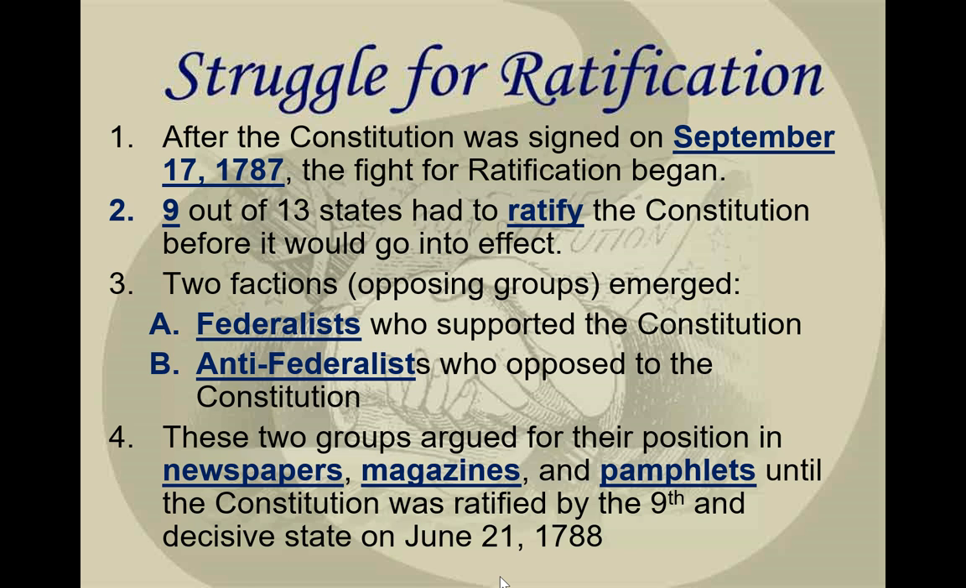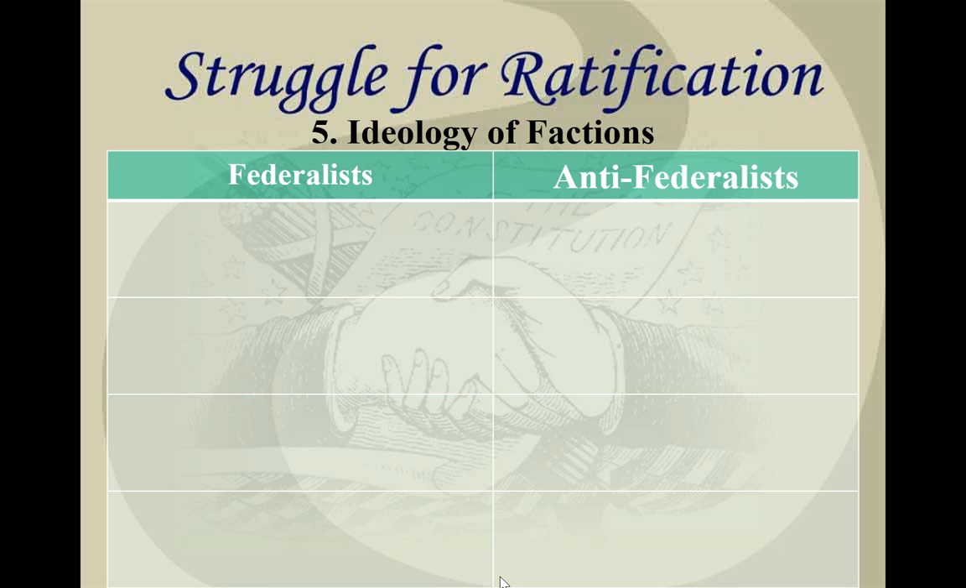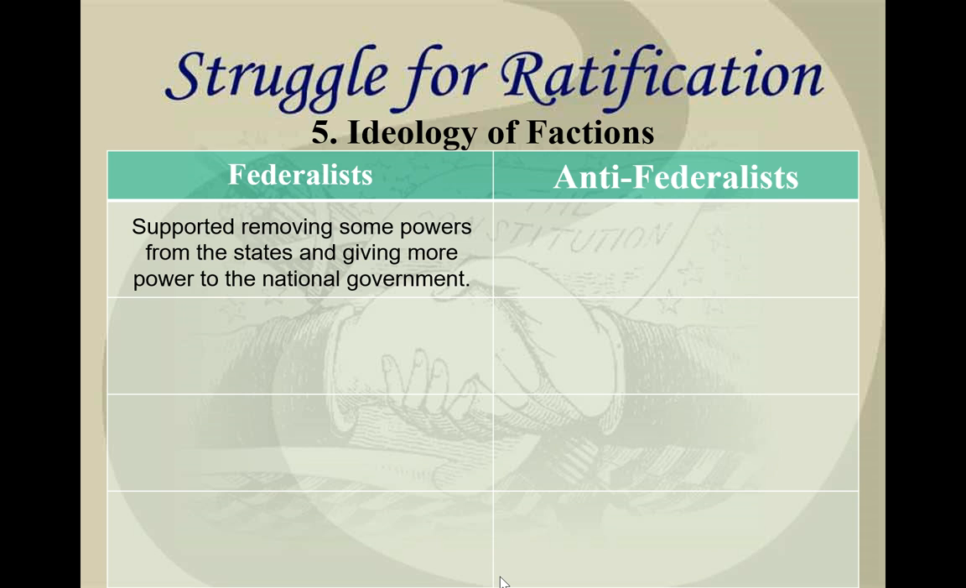It's kind of an interesting moment in history that writing really proliferates whether or not the Constitution will pass, and it really starts creating the political party system we have today. And the Constitution isn't ratified until June 21st of 1788.